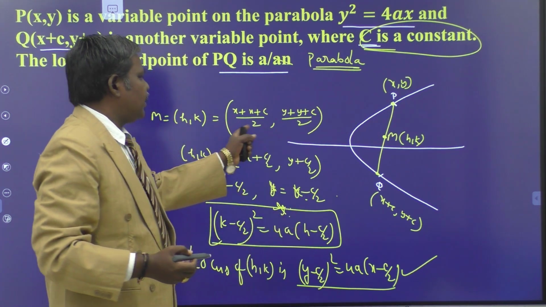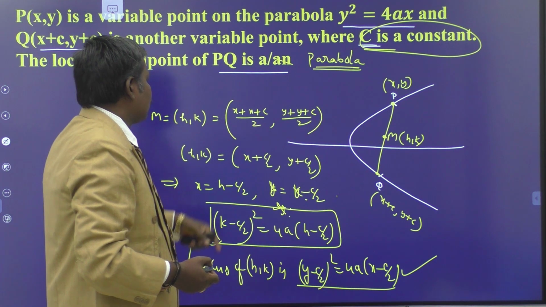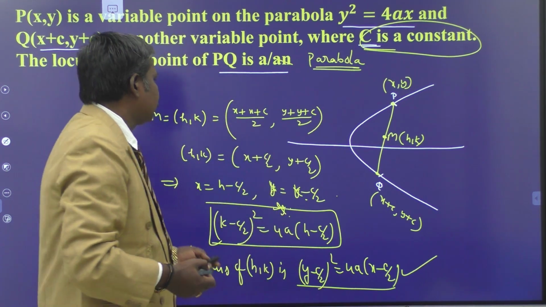So just by equating the midpoint to the original point that you have taken, h comma k, we can get the required locus. Understand?